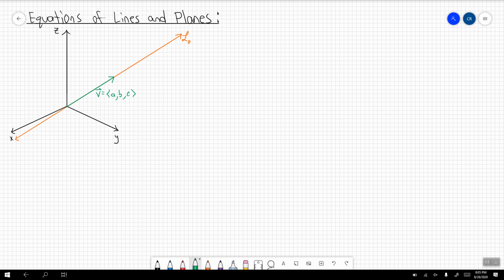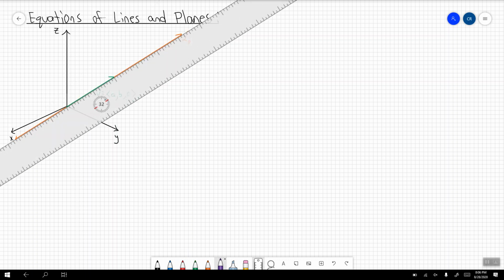Now, notice, vector V is completely dependent on what point lies on line L naught. In other words, vector V is going to have a fixed length. Well, what if we want to get around that? What if we want to use that vector V to show us that line? Well, one of the things we could do is take vector V and start scaling vector V in some direction.